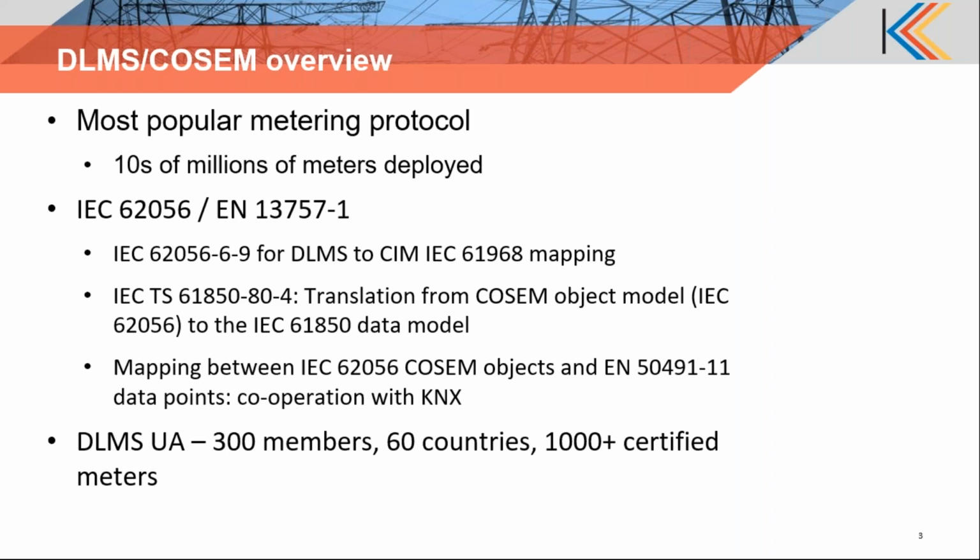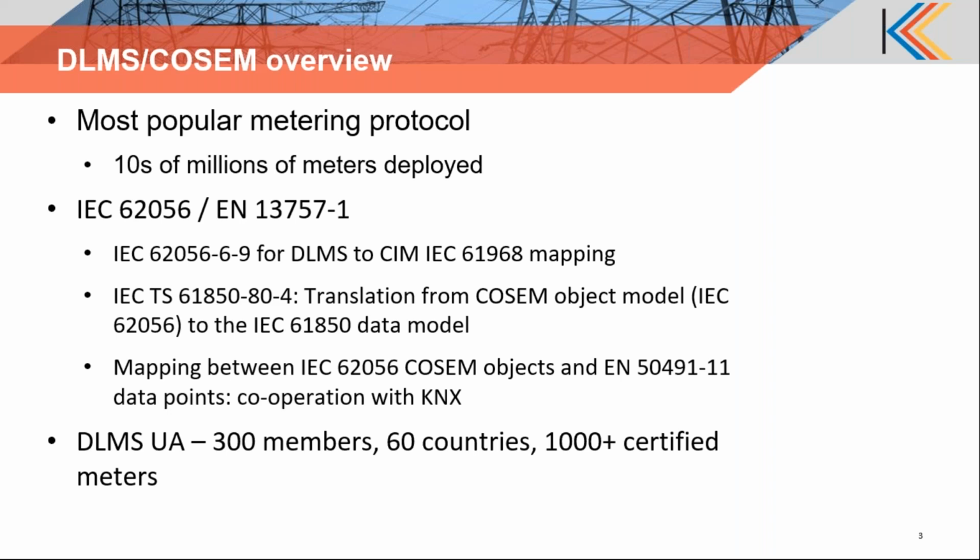Similarly, another protocol used in the smart grid environment in the substation automation and protection domain is the IEC 61850. So there is a technical specification, 61850-80-4, which allows for translation from the DLMS COSEM object model to the IEC 61850 data model. Similarly, for the home automation system, there is a mapping specification between IEC 62056 DLMS objects and the EN 50491-11, the European standard for home automation.